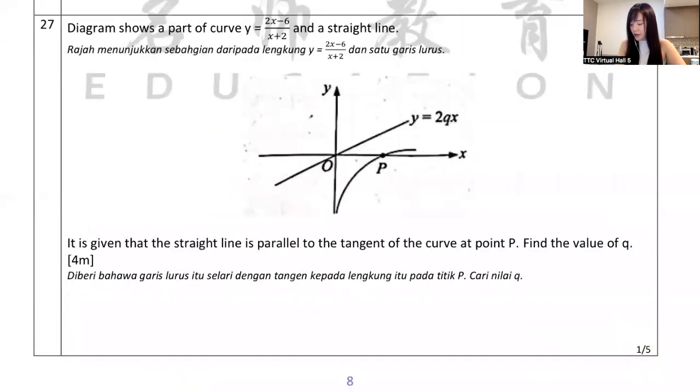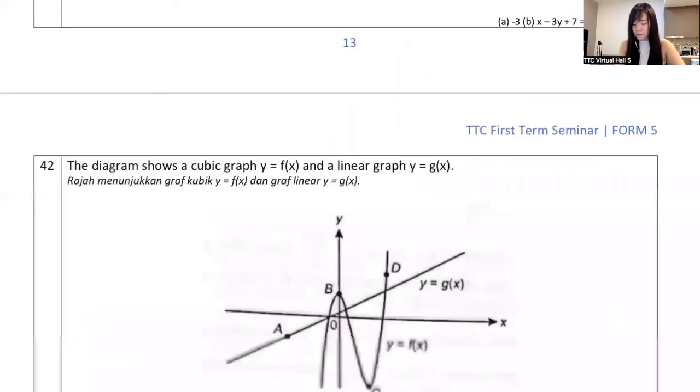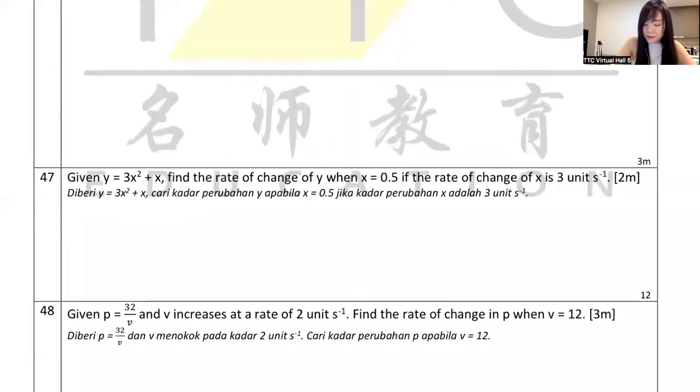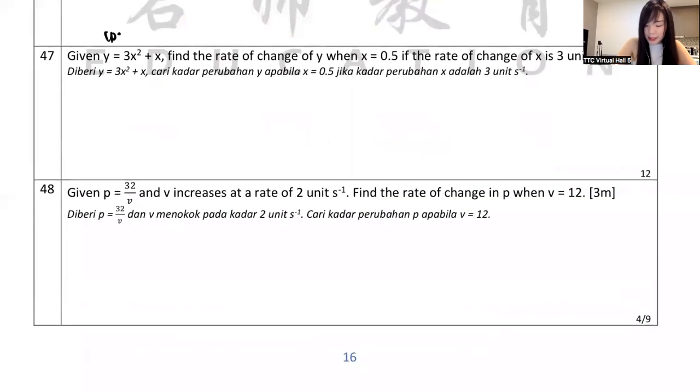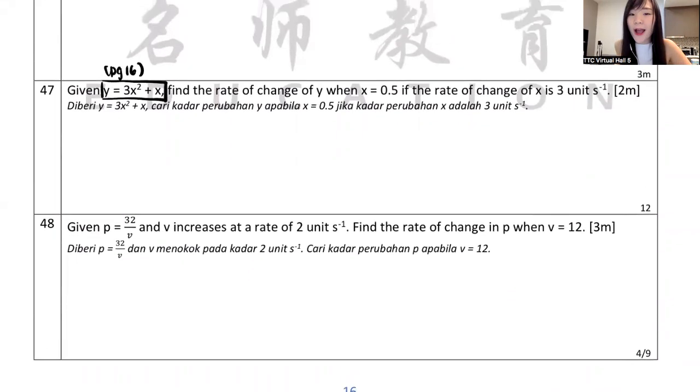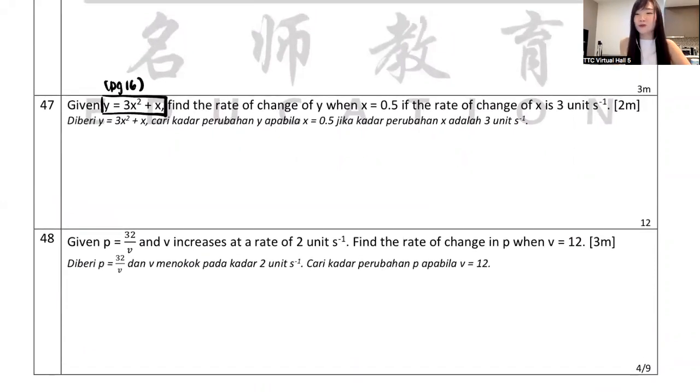So, if you guys already have the notes, can you flip to page 16. Page 16. Okay, I'm doing question 47. Let's start. They say, given that y equals 3x squared plus x, okay, fine. Find the rate of change of y when x is 0.5 if the rate of change of x is 3.